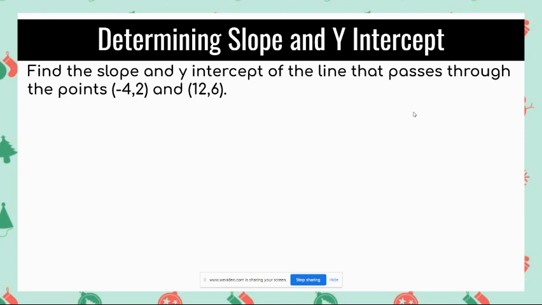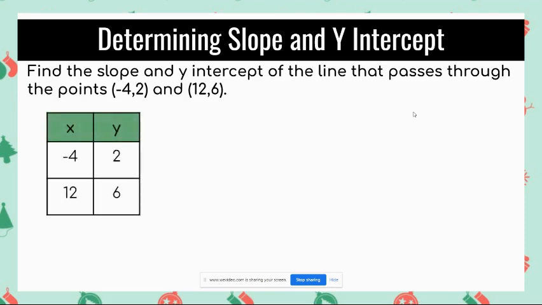Now, determining a slope and a y-intercept: find the slope and y-intercept of the line that passes through the points (-4, 2) and (12, 6). Well, ordered pairs are always in the format of x, y, so I just make an x, y table. So we have (-4, 2) and (12, 6). Well, to go from 2 to 6, I add 4. To go from -4 to 12, I add 16.